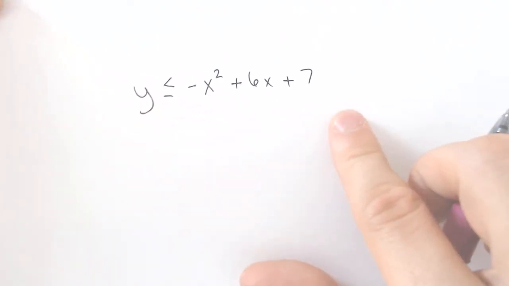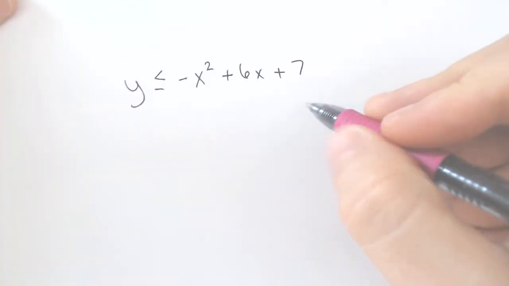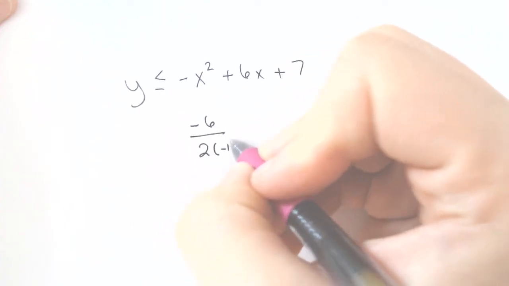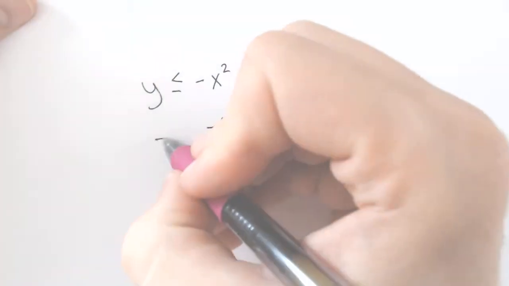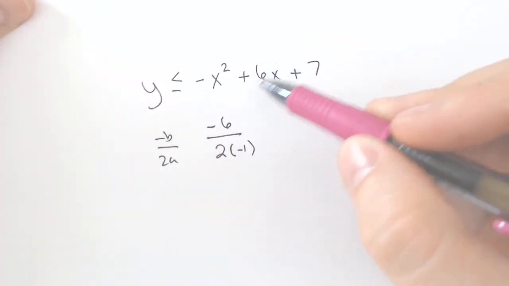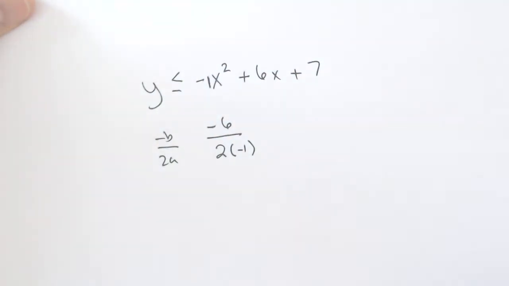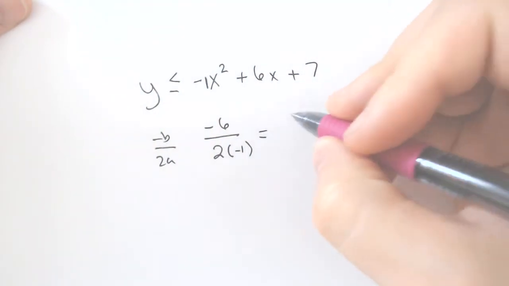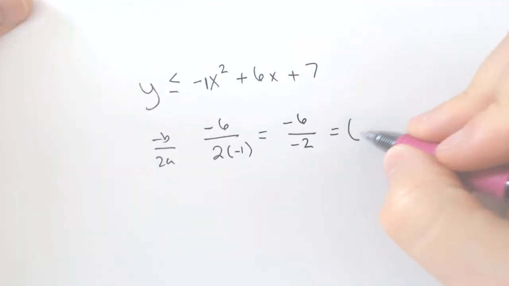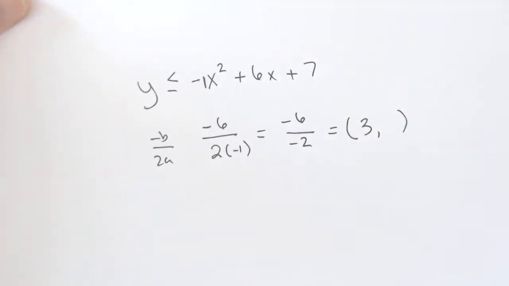So there are three different forms for graphing parabolas. This would be standard form. If it's in standard form, you have to do negative b over 2a. The b is the number in front of the x, so that would be negative 6. And the a would be the number in front of the x squared, which is negative 1. So from here, we would have negative 6 over negative 2, which is, of course, 3, because if you divide those two things, you would get 3.